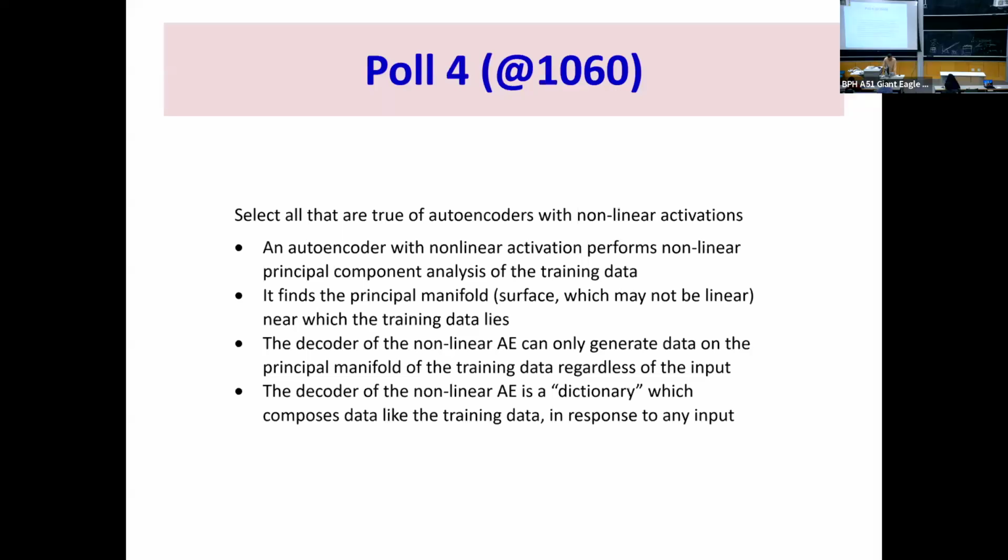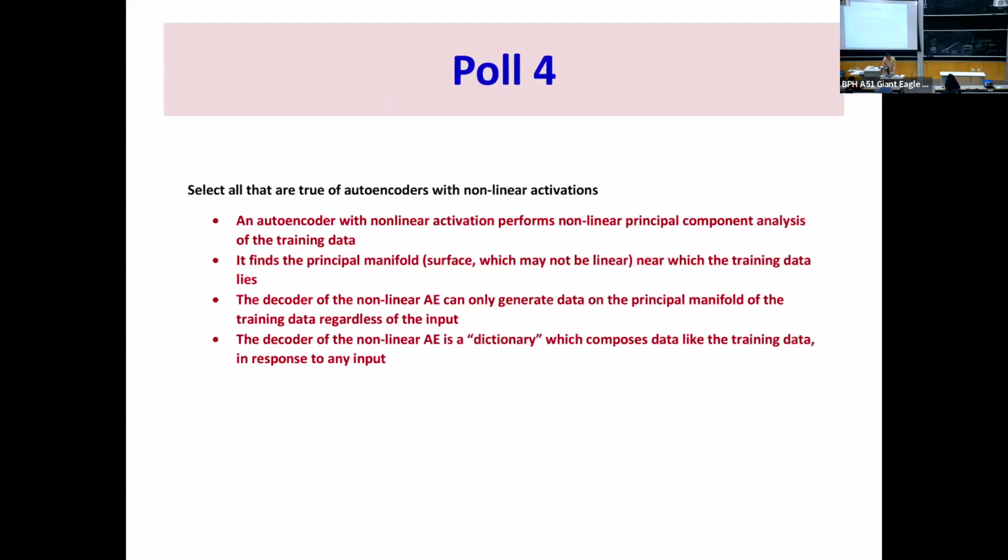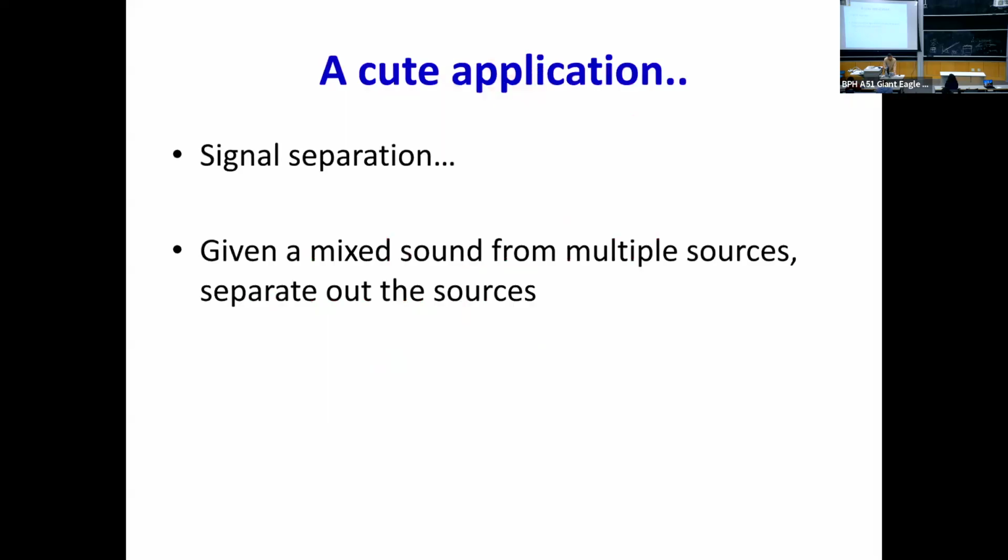It's true. So an autoencoder with nonlinear activation performs nonlinear principal component analysis. It finds the principal manifold on which the data lie. And the decoder can only generate data on this principal manifold regardless of the input. So you can think of it as a dictionary, which composes data like the training data and responds to any input. And so here's a cute little application to close out the lecture: signal separation.